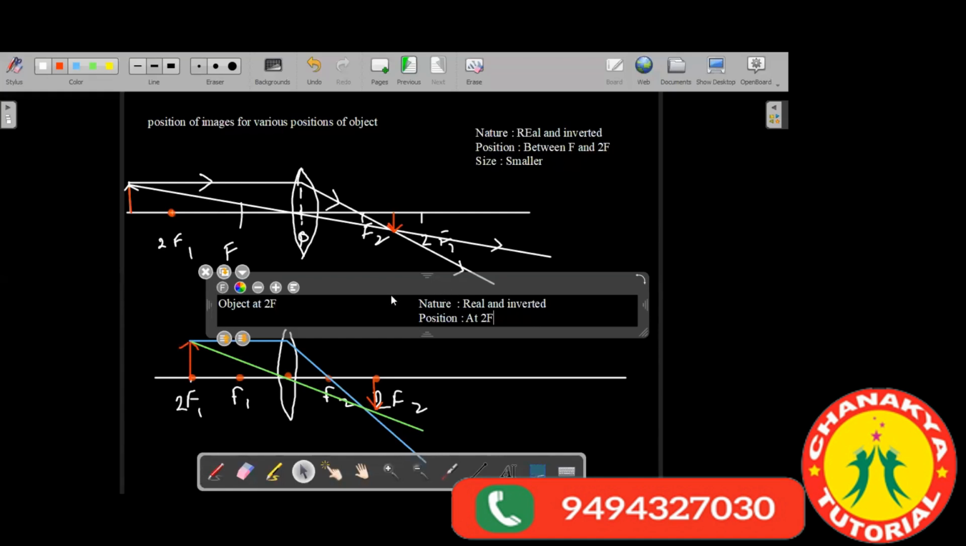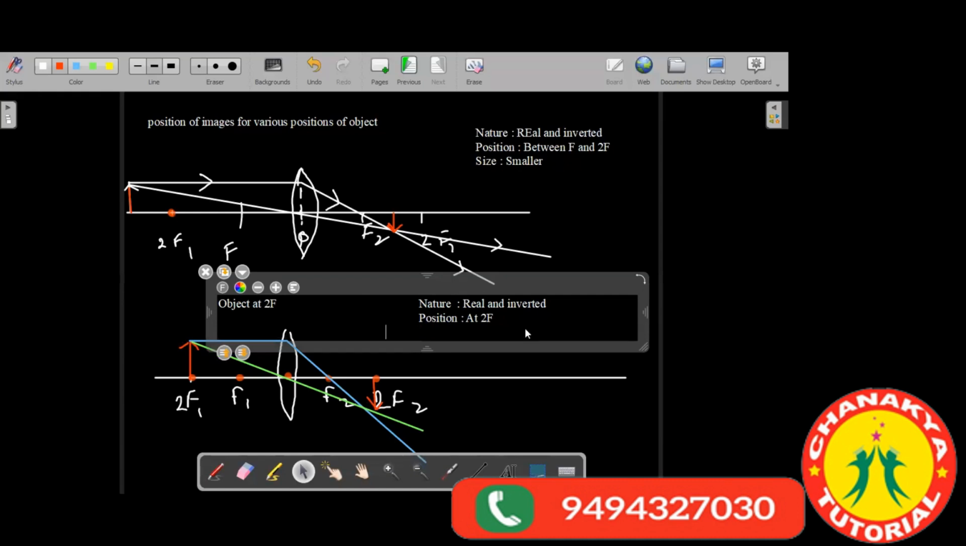Okay, sir. So your image, when the object is kept at 2F, the image is real and inverted. It is formed at 2F, and the size of the image, it is of the same size. Same size as the object. So all those whose diagrams have been drawn will show their diagram through the camera. If your diagram is ready, I want to see your diagram.